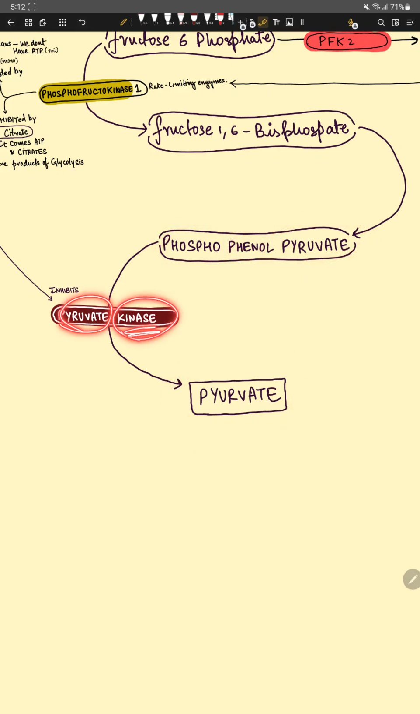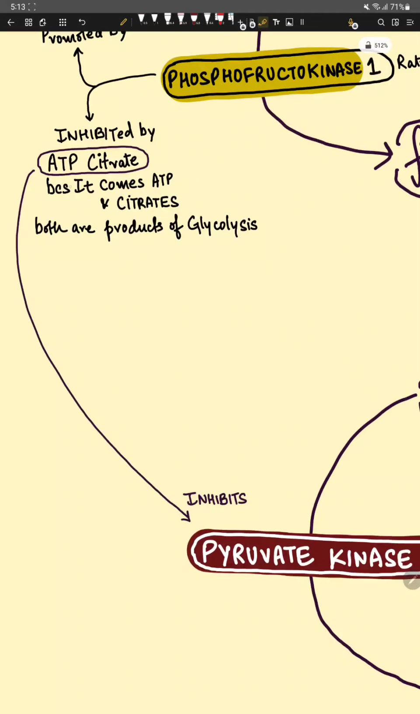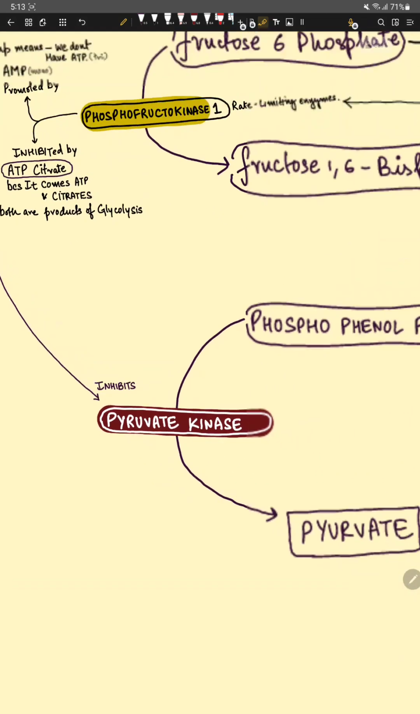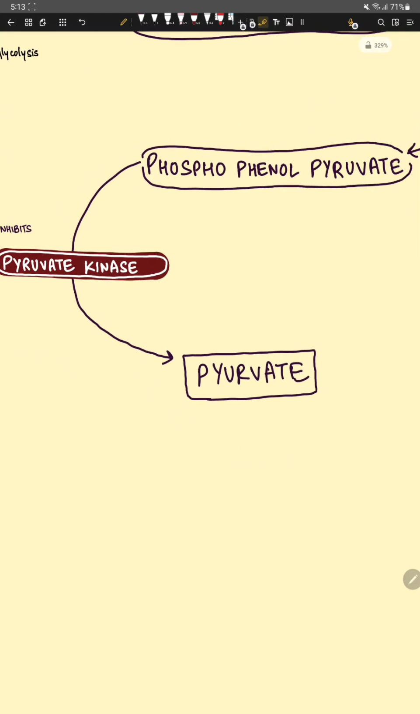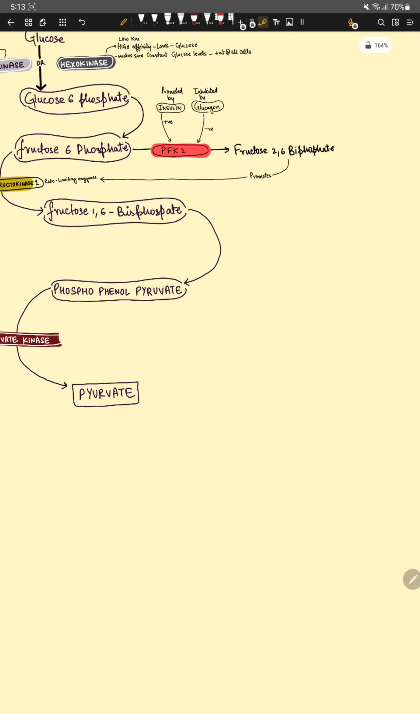There is a kinase, so it means it's adding a phosphate group. There are a lot of enzymes named kinases. Pyruvate kinase converts phosphoenolpyruvate into pyruvate, and just by common sense, pyruvate kinase is inhibited by ATP, because ATP means the cell already has enough energy. So why would you need to break down the glucose? ATP inhibits pyruvate kinase, and then it results in pyruvate.